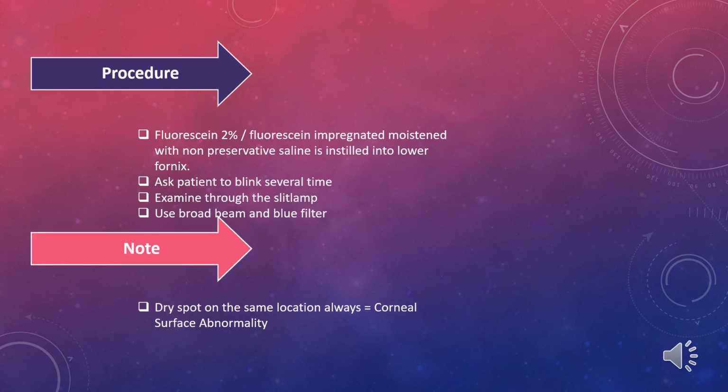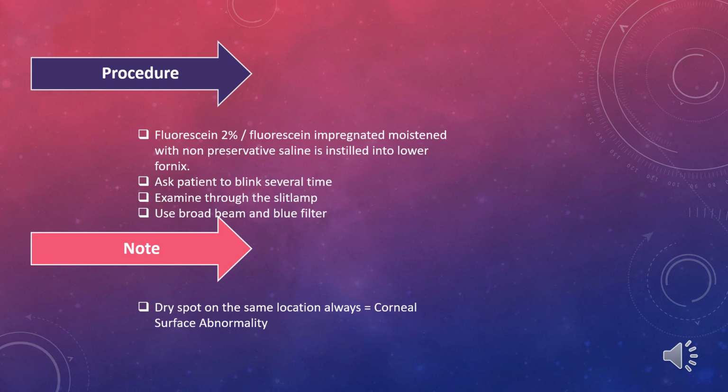The normal reading of the BUT is 10 seconds. We can assess tear film breakup time by instillation of 2% fluorescein into the lower lid fornix. We have to ask the patient to close the eyes and blink several times. Now what we have to do is to make the patient first of all sit comfortably on the slit lamp, adjust the patient head with the headband and the chin on the chin rest.